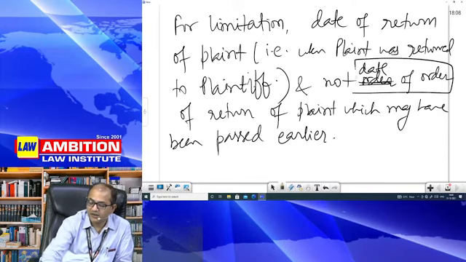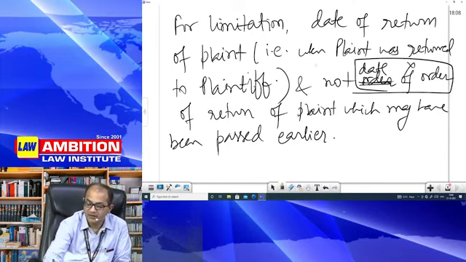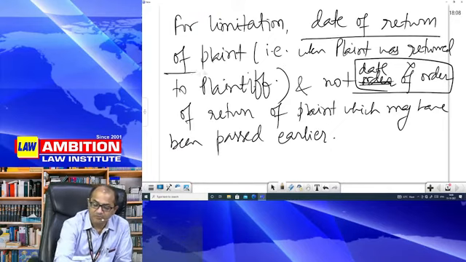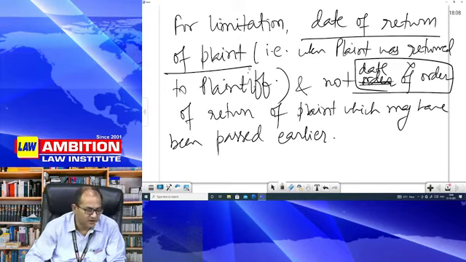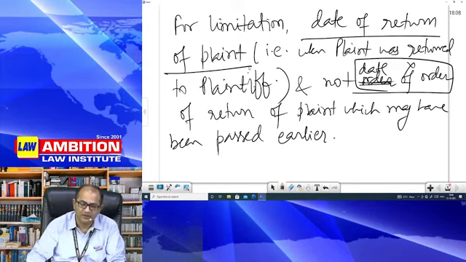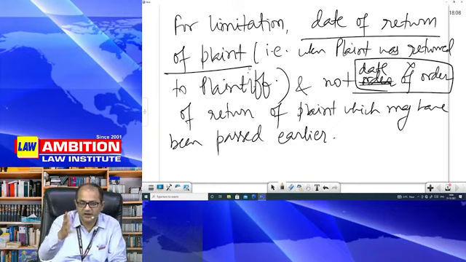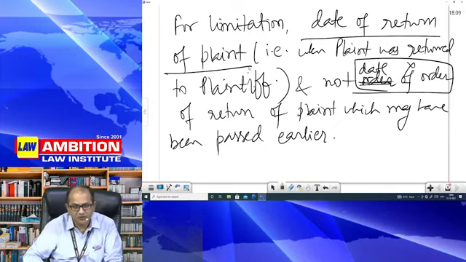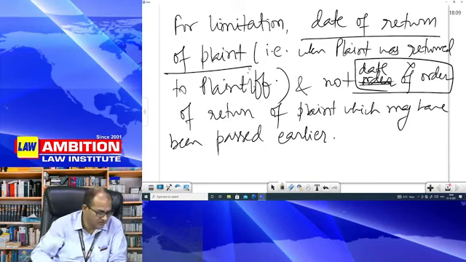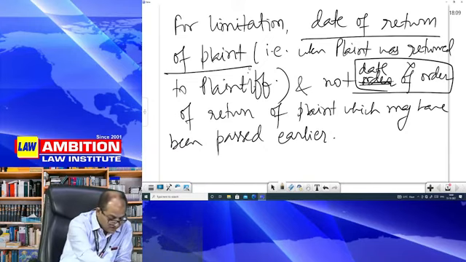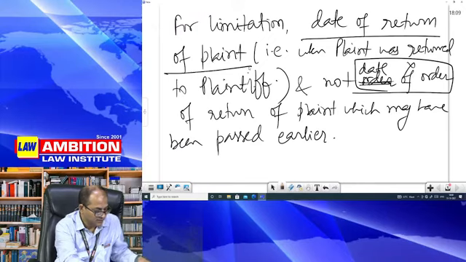order तो पहले ही हो गया था, date of order is not relevant. What is relevant? Date of return of plaint is relevant, not the date of order of return. Order may have been given on 1st January and plaint was returned on 10th January. So it will be 10th January which will be taken into account for the purpose of seeking exemption of limitation. That has to be very, very clear in your mind.